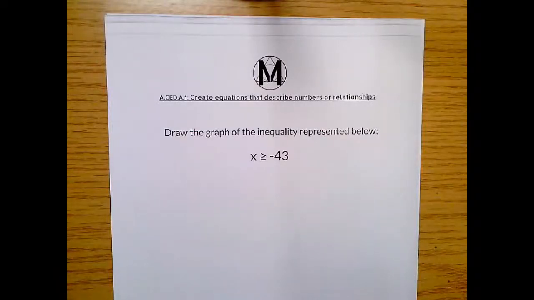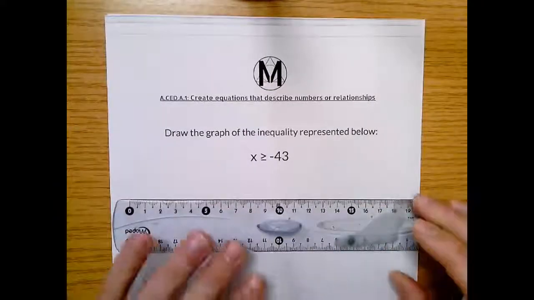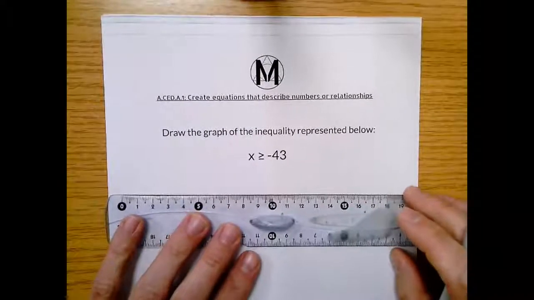All right, let's do some Mathity-Math. It says draw the graph of the inequality represented below. Before we get started, I do think it is a very natural tendency to just want to draw the line and plop negative 43 on it, draw some arrows and go from there.